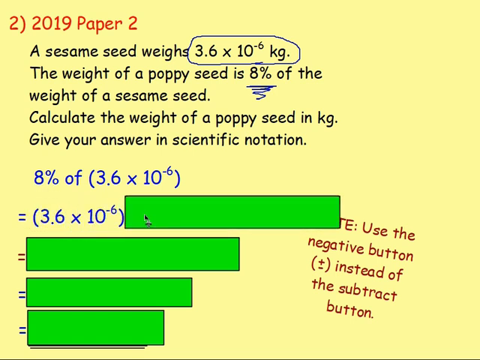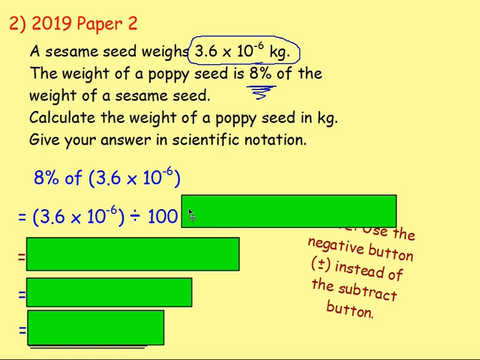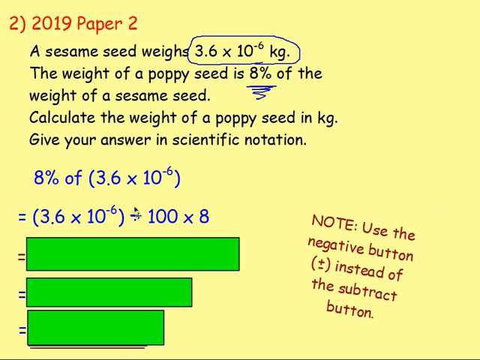So, I'm taking the scientific notation number, the 3.6 times 10 to the power of negative 6. I'm dividing that by 100 to get 1% and then I'm multiplying that by 8. If you do it the other way around, if you do 8 divided by 100, because that's what 8% means, 8 out of 100, and then times by that, you will still get the same answer.